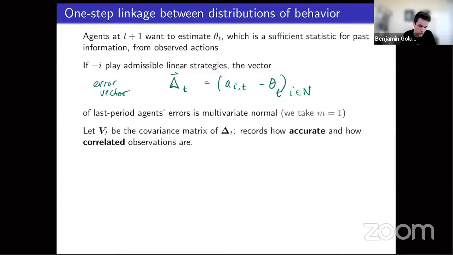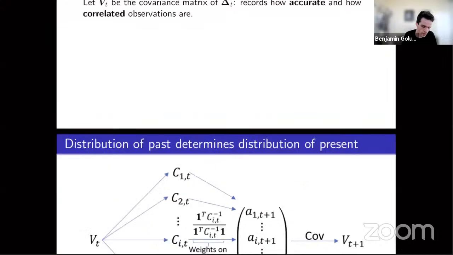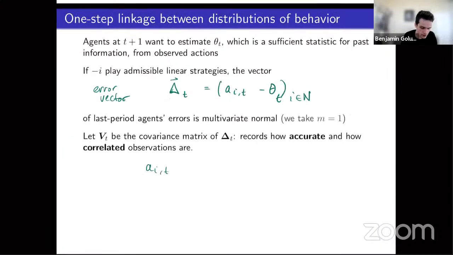So if I'm at time t plus one, the junior who takes an action following these folks, my action is going to be, as in the example, a linear thing: for all of the people in my neighborhood, I put a weight on them and take a weighted average of their actions. But the way I want to do that really depends on the distribution of these errors.